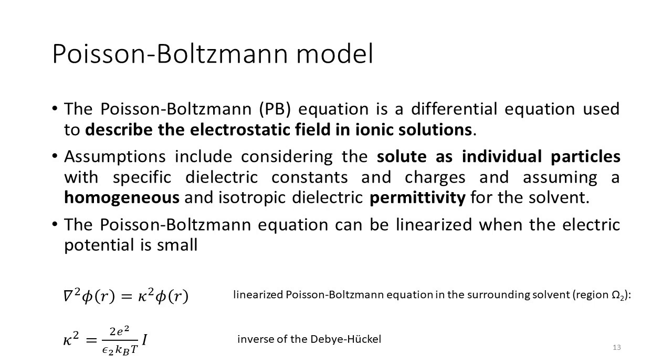Another assumption is that it's possible to use a linearized version of the Poisson-Boltzmann equation. But in this case, if we want to use this model, we need to assume that we want to apply very low electric potentials. The reason for this is that small electric potentials don't have a significant effect on the ion distribution.